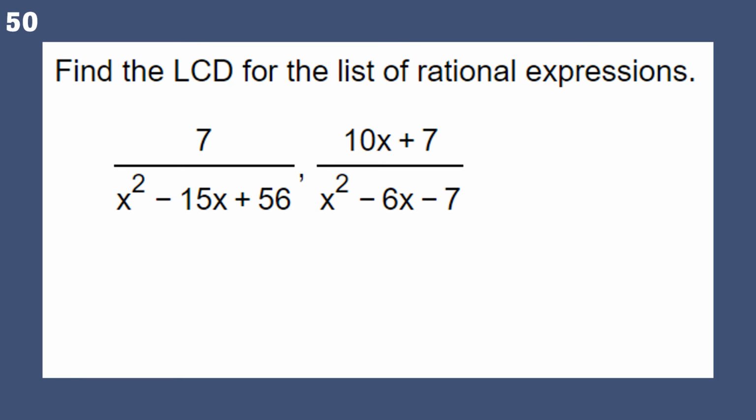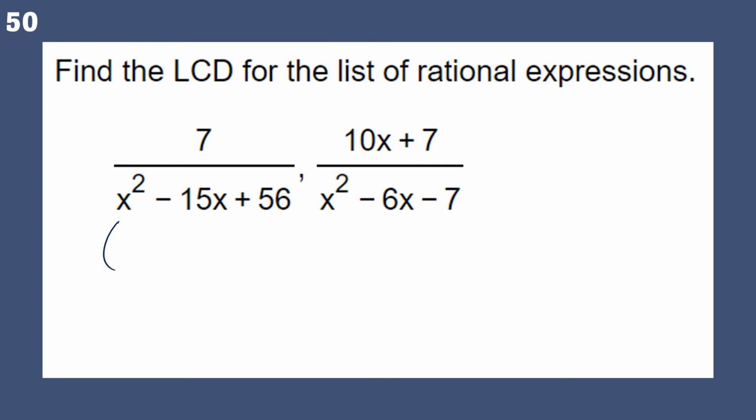Find the LCD, the least common denominator, for this list. We don't have to solve them, I just need to find the LCD. Now, when we find the LCD, what that means we're doing is we're trying to find all the factors and make sure all the factors are accounted for in one big denominator. So let's see if we can factor these and find out what they are.